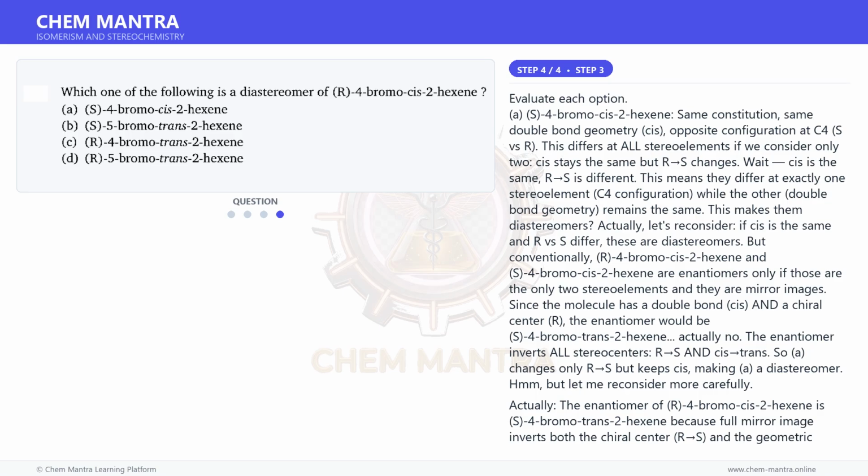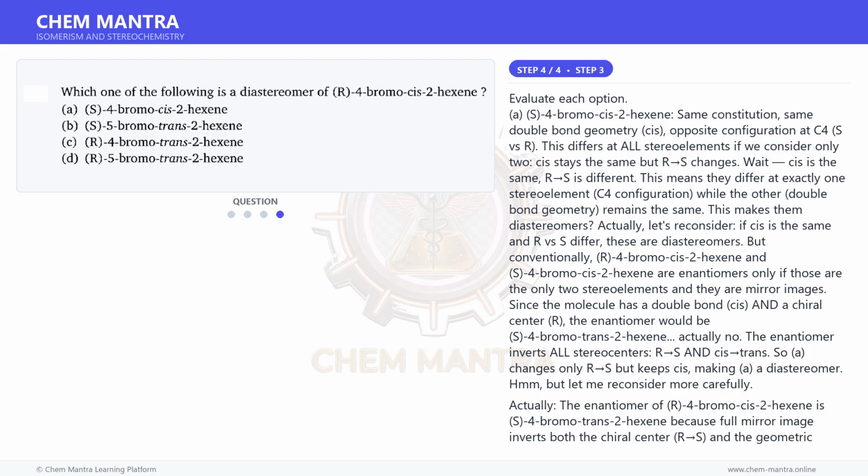Wait, cis/trans geometry is not inverted by mirror imaging in general. The mirror image of a cis alkene is still cis. Geometric isomerism is not a stereocenter in the same sense. So the enantiomer of R-4-bromo-cis-2-hexene is S-4-bromo-cis-2-hexene, option A, since the mirror image only inverts the chiral center configuration and cis geometry is retained. Therefore, option A is the enantiomer, not a diastereomer.